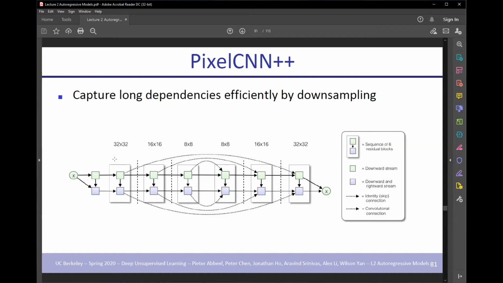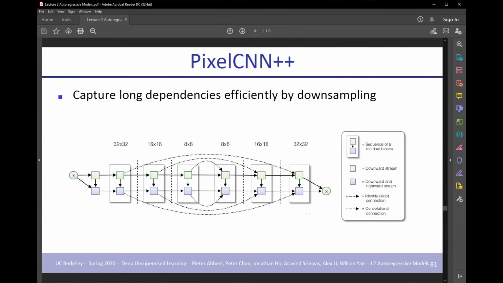The reason being that as you shrink the size, you are looking farther and farther back in the network as well. So when you look farther back, that means you're capturing farther back in the image through the receptive field, and so you're capturing long-term dependencies as well. So those are the two changes.